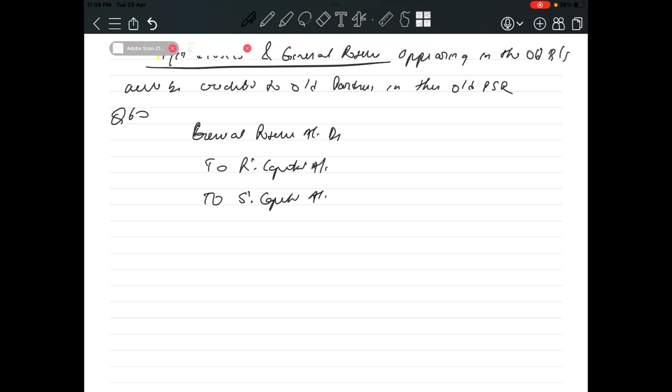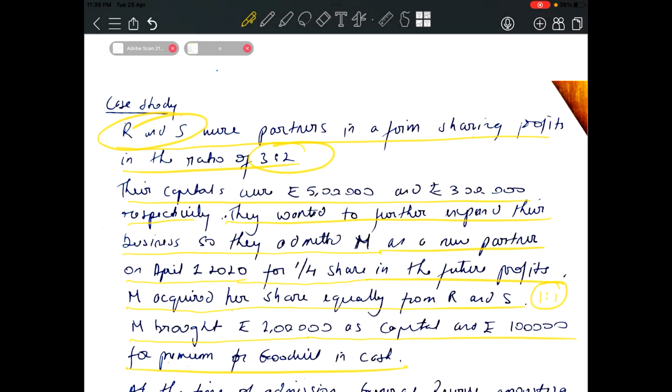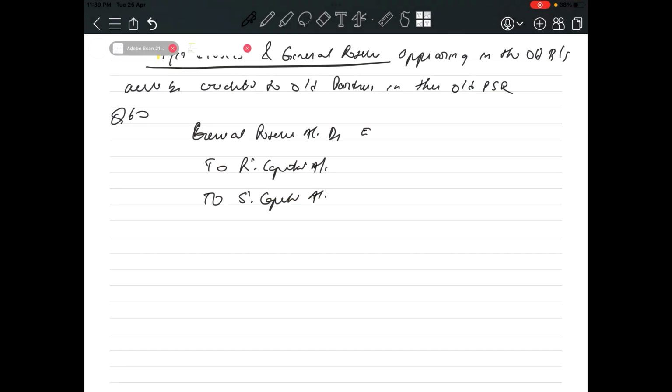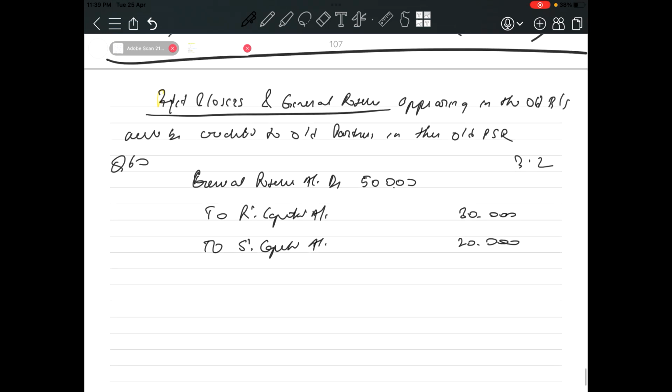So question number 60. Okay, so what is the amount of general reserve? See, general reserve amounting to 50,000. So 50,000, the ratio is 3:2. So how much will R get? 50 divided by 5 into 3. R will get 30,000 and S will get 20,000. Okay, so this is the journal entry, this is the answer for question number 60.